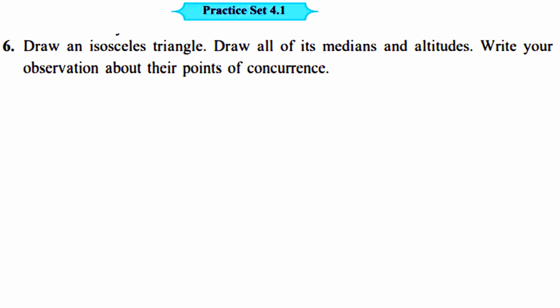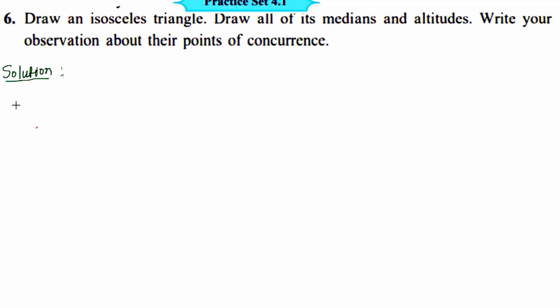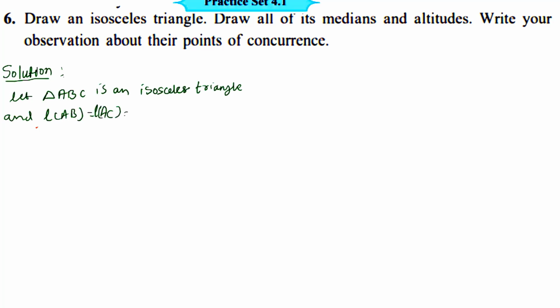Practice set 4.1, question number 6. Draw an isosceles triangle. Draw all of its medians and altitudes. Write your observations about their point of concurrence. Let triangle ABC be an isosceles triangle, and length AB is equal to length AC is equal to 10 cm, and length BC is the base, which is 8 cm.